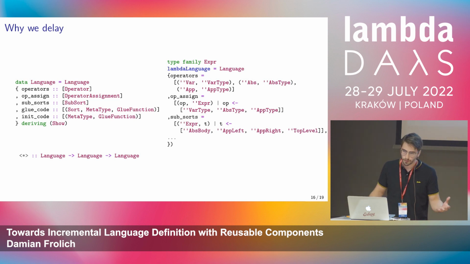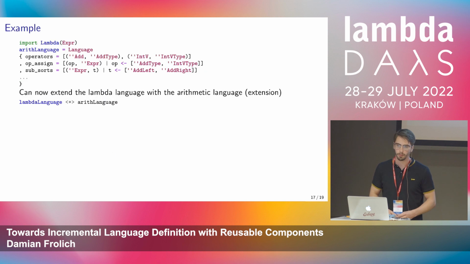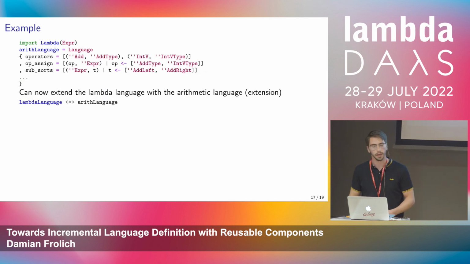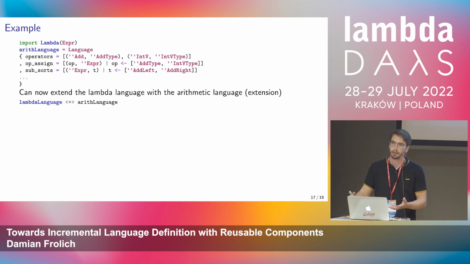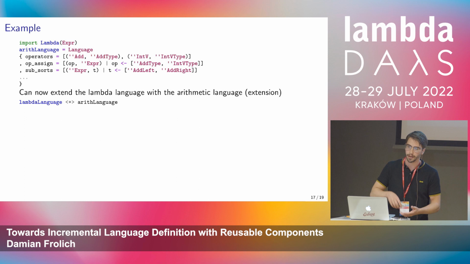And then, what can we achieve with this? Well, here are a couple of examples. We import here the Lambda language that we just defined, and we import the expression sort for that. This creates a dependency of our current language on the existing language. So dependencies are handled via Haskell.